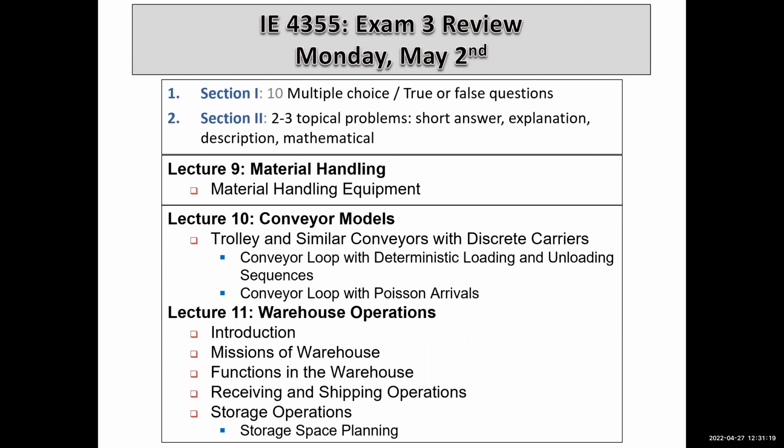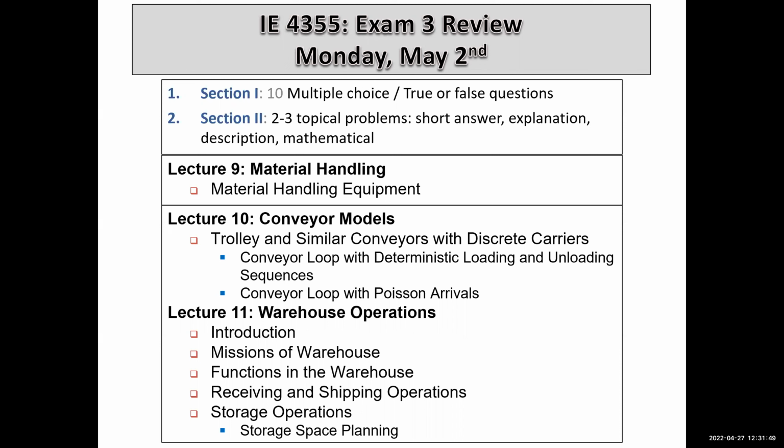The format of the exam will follow what you have seen in the first two exams. So you will have section 1 with 10 multiple choice or true or false questions. And then in section 2, you will have up to 3 problems. These are mathematical problems that will be short answer, explanation, description, or mathematical. So you might have some questions about the numbers that you're going to compute.